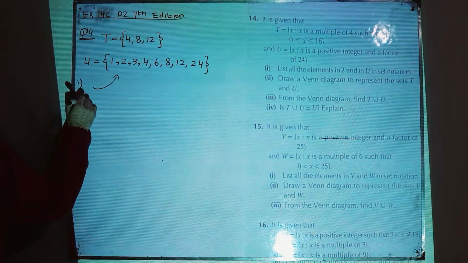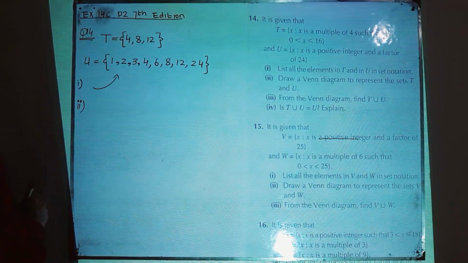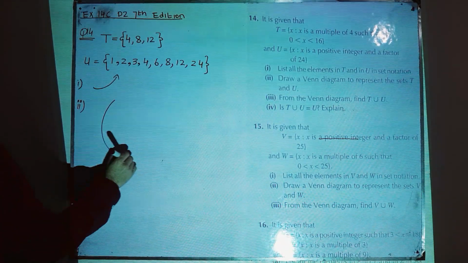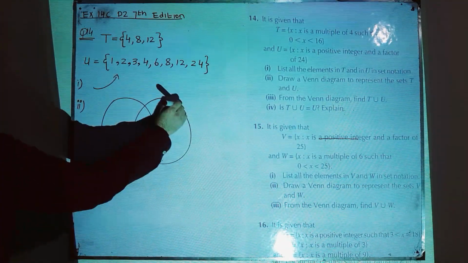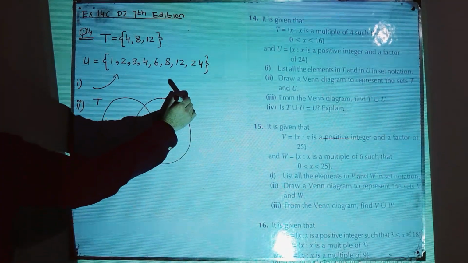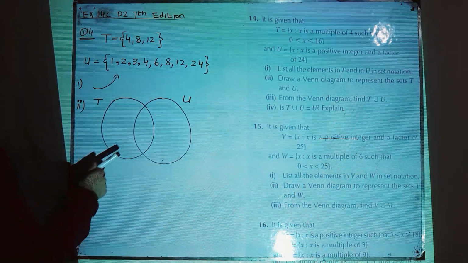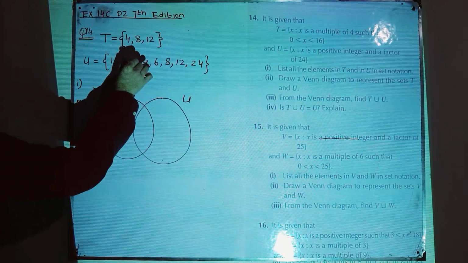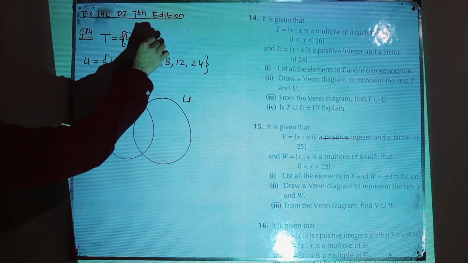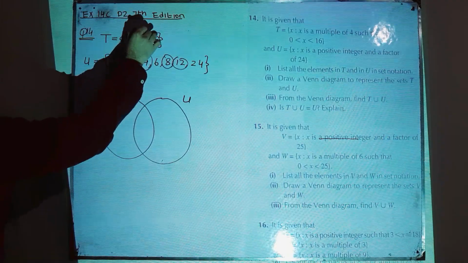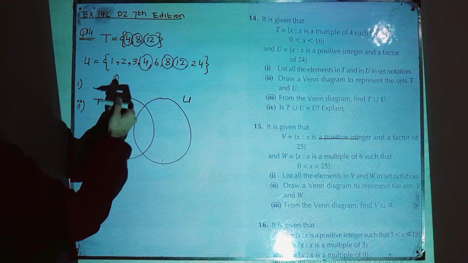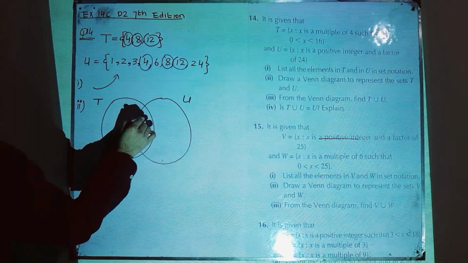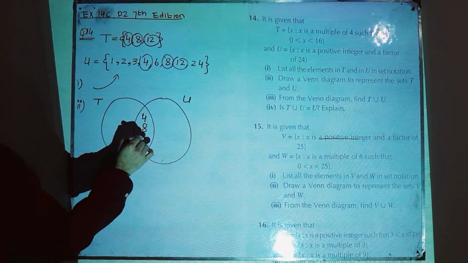Part number 2, draw a Venn diagram to represent the sets T and U. So draw 2 circles. This is T, this is U. Okay, so first of all fill this overlapping part. Do we have anything in common between them? We have 4, we have 8, we have 12. These elements are elements of both T and U, so you are going to write them over here, 4, 8, 12.